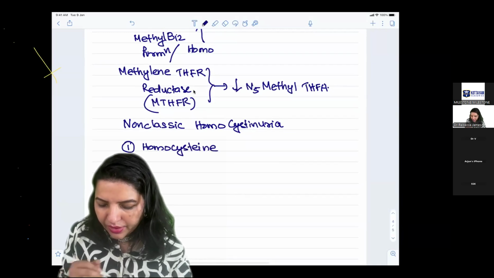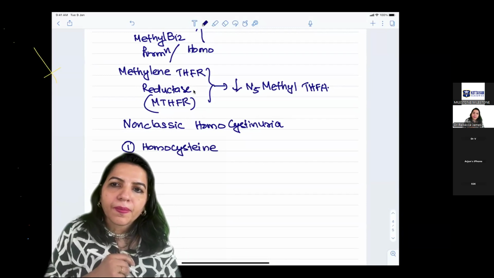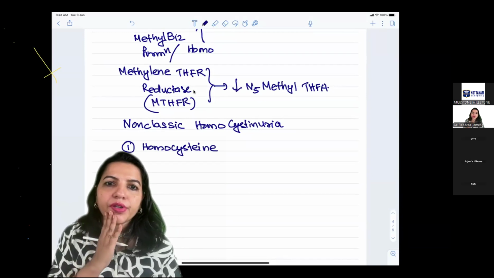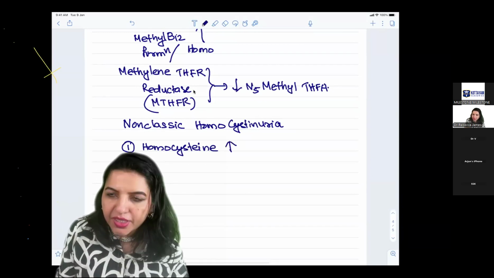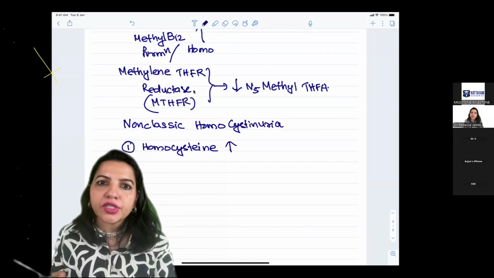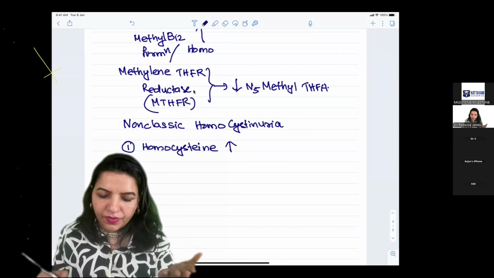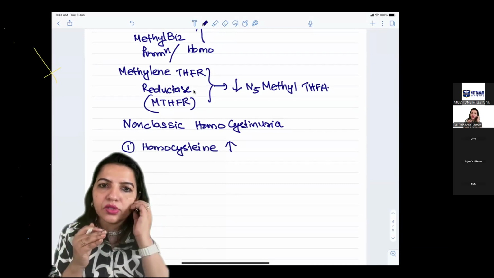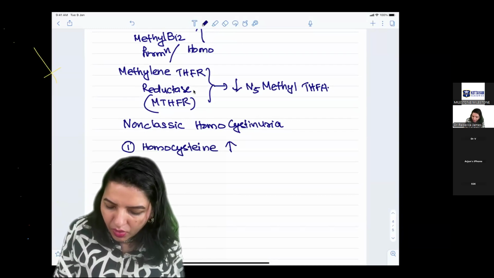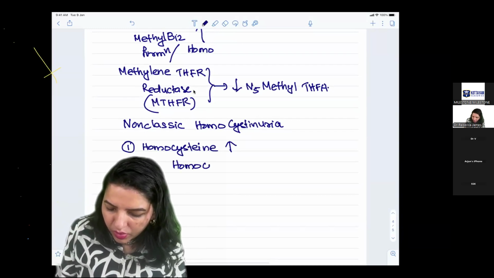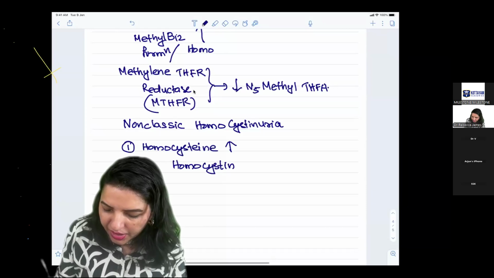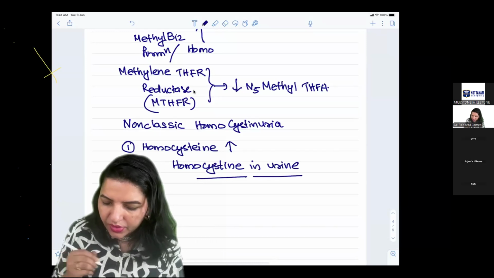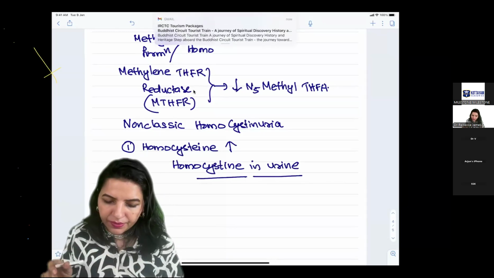So in non-classic homocysteinuria, what will happen to homocysteine level? Tell me. Yes, increase. Homocysteine increases. So naturally, what is excreted in urine is? Whenever it joins, it becomes homocysteine. So what is excreted usually in urine? It is homocysteine in urine. Okay, fine.